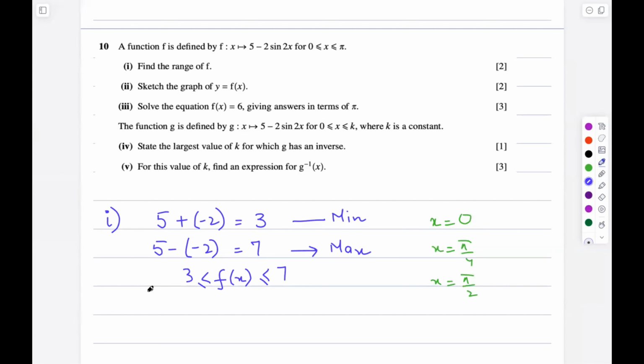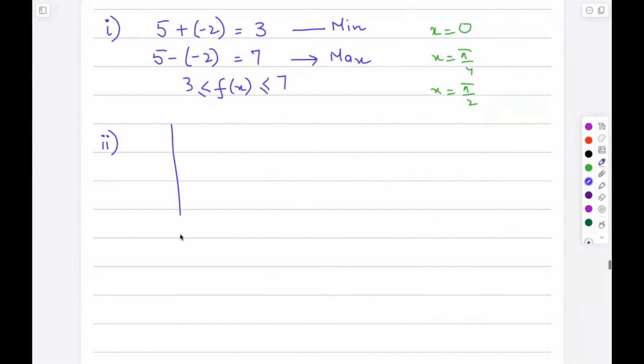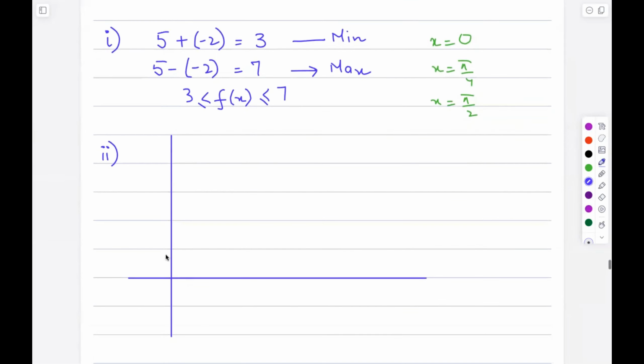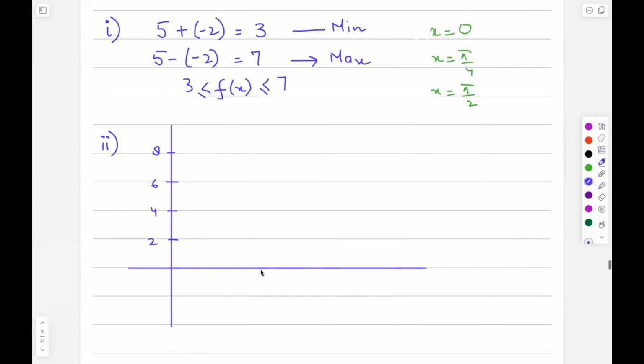Now in part 2, we have to sketch the graph of f of x. Now to sketch the graph, we can first draw the x and the y axis. Now, as we know that the minimum and maximum points are 3 to 7, we can make divisions up till 7. So this is 2, this will be 4, 6, and we can label this as 8. And as the range is from 0 to pi, we can make divisions. So let's say this will be pi upon 2. This will be pi up here.